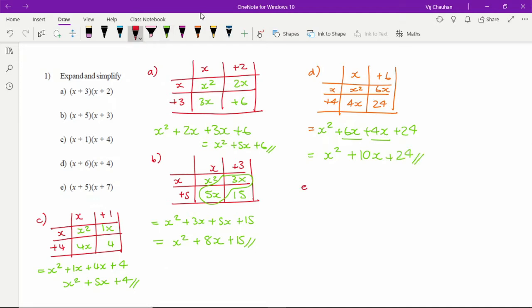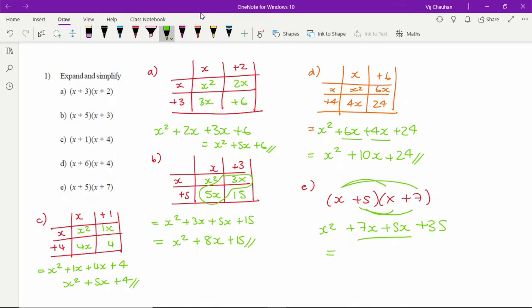And then moving on to E. Now for E, I'm going to do the loop method and just show you how I can still get the same answers. Each of the components I write down is what you should have in one of the 4 boxes. So I've got x squared, I've got 7x, then I've got 5x, and then I've got 35. Just joining those two middle things together, I get x squared plus 12x plus 35, and there is the final answer.